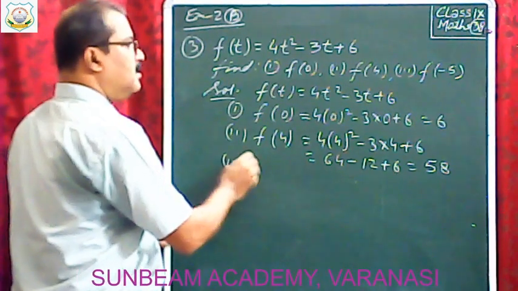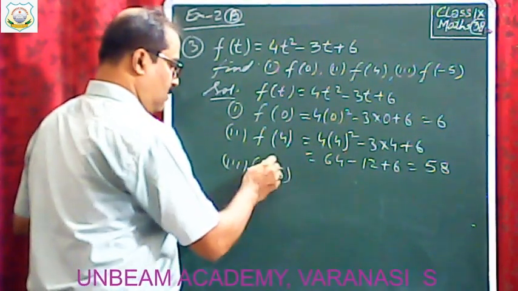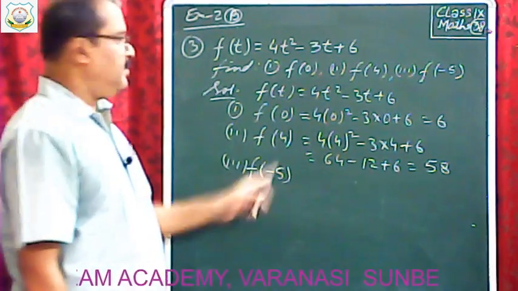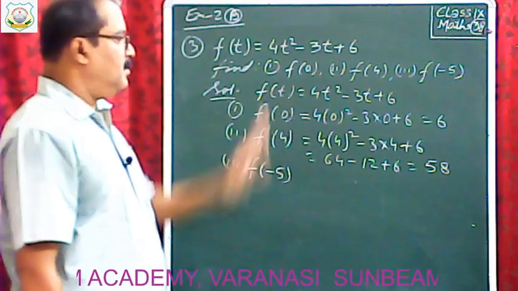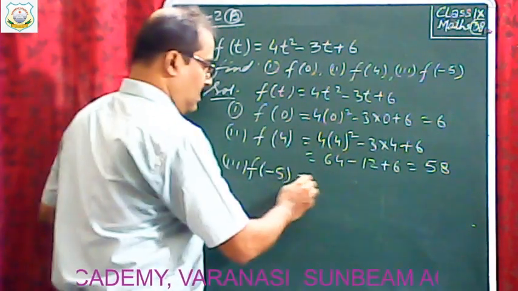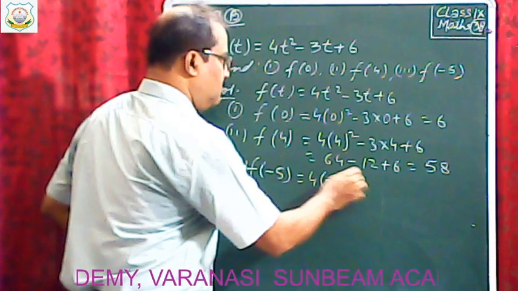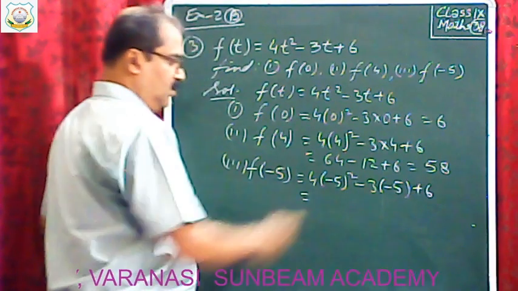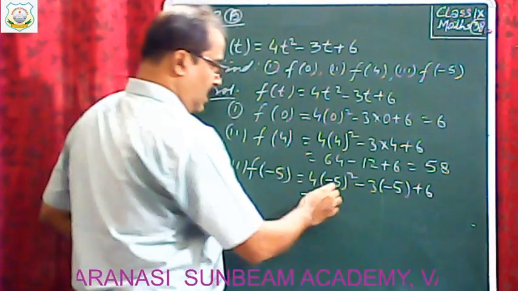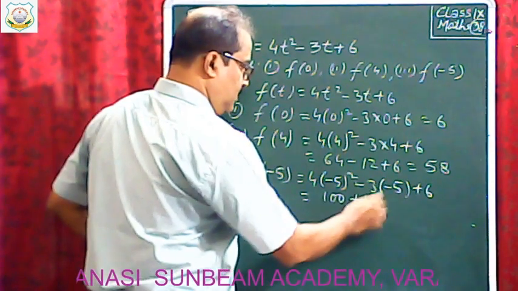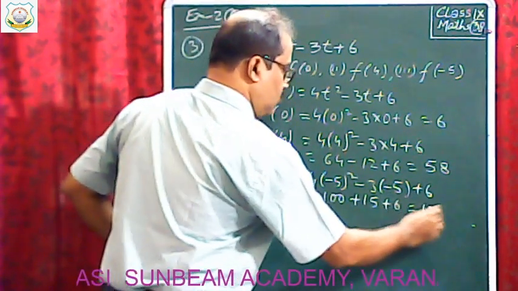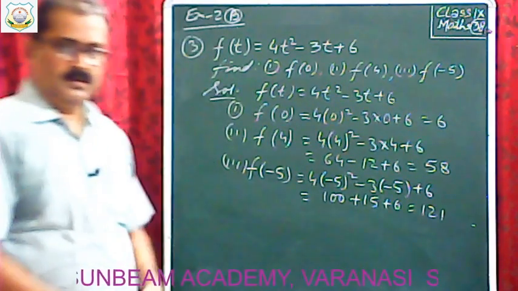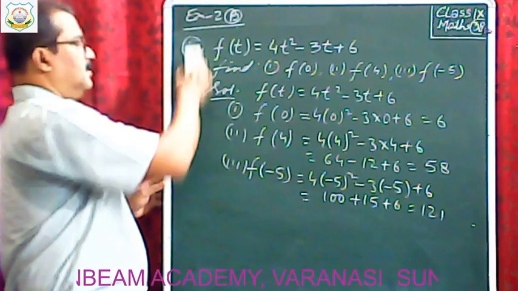Third one is what? f(minus 5). So f(t) is given, you have to find f(minus 5). In place of t, you have to put t equal to minus 5 everywhere. So 4 into minus 5 whole square minus 3 into minus 5 plus 6. 25 fours are 100, plus 15 plus 6, that is 121. In this way we can find the value of the given polynomial. Okay, so simple. Now come to next.